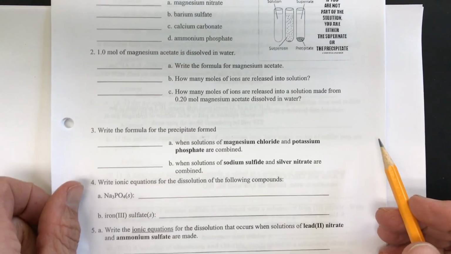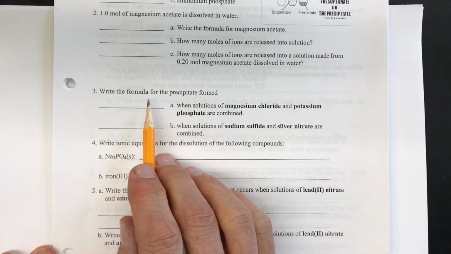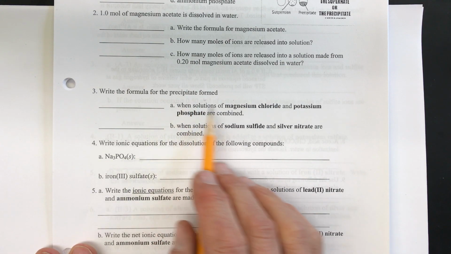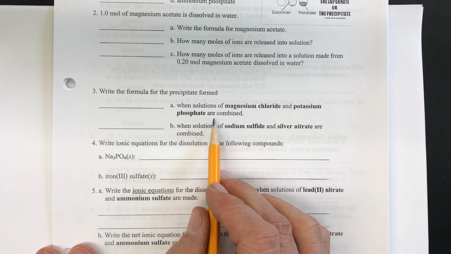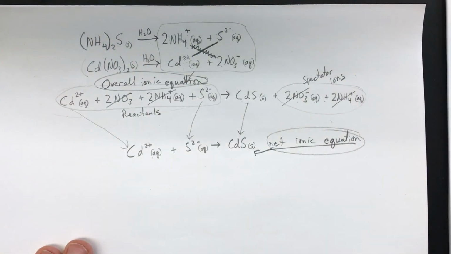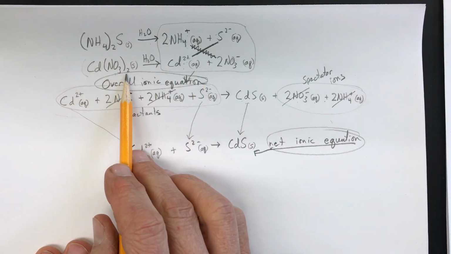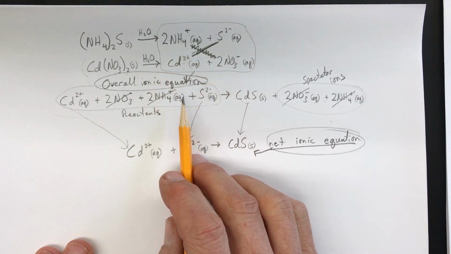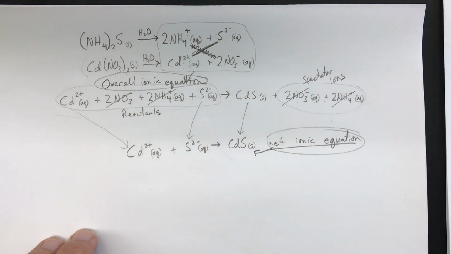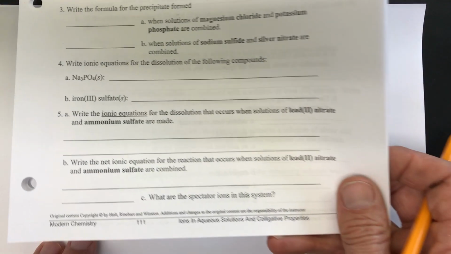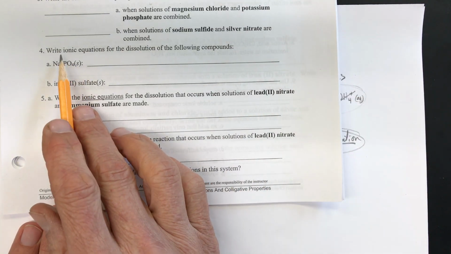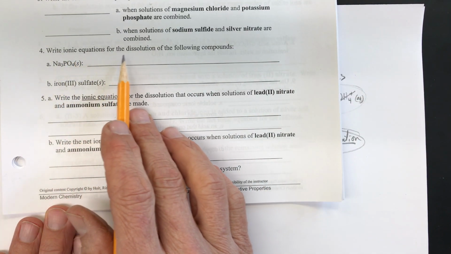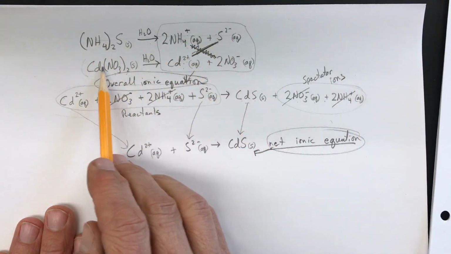Now, in your homework, it asks you here for the first question, it says, write the formula for the precipitate. And they give you two compounds, magnesium chloride and potassium phosphate. So you want to think of them as two dissociation equations and then figure out which two combinations might form a precipitate. Going back to your chart and looking up whether or not those form precipitate. On this part here, it says write the ionic equations or the dissociation equations for the following compounds. And that's just doing this part right here, those two things right there.